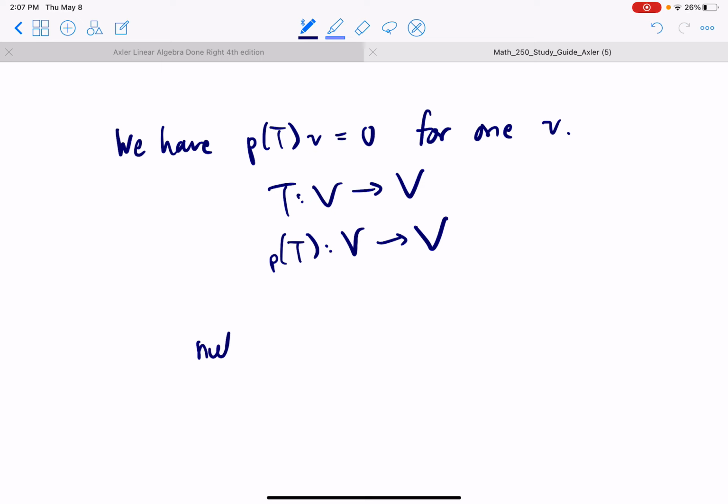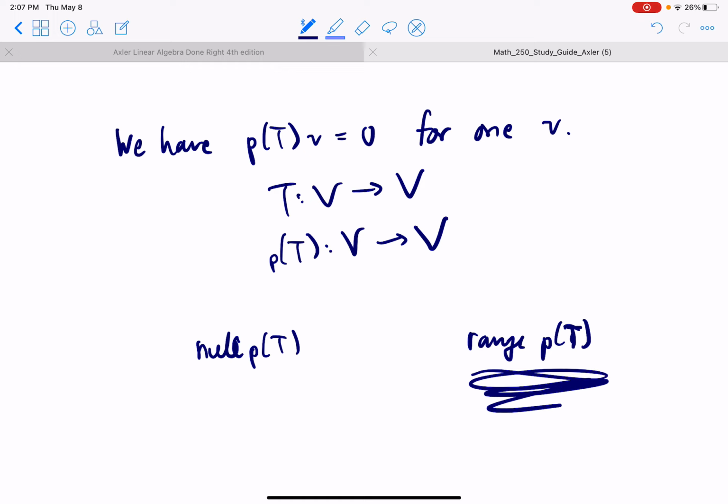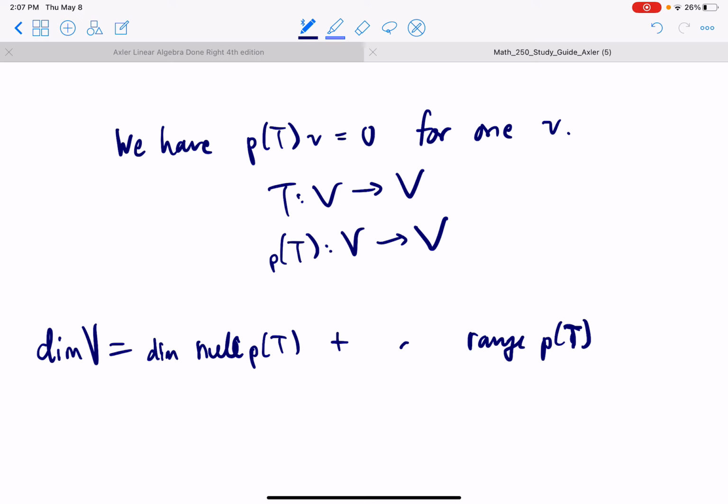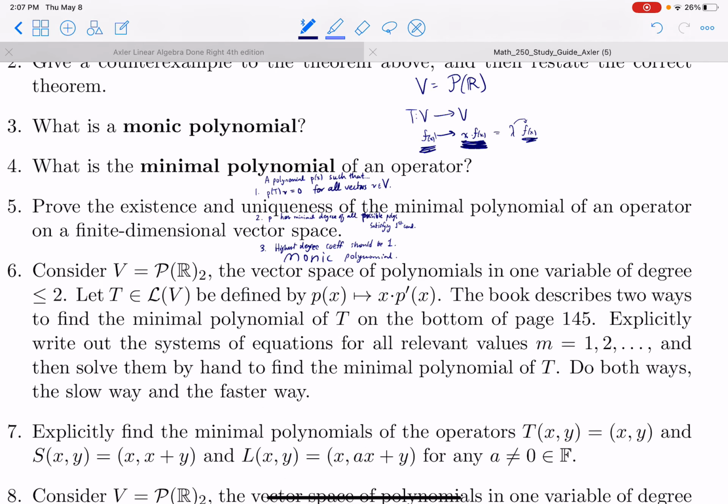And that's an operator, so it has a null space. You can look at the null space of p of T, and you can look at the range of p of T. And it turns out both of these are invariant under T again. Okay, so they're subspaces that we know, and they're invariant under T. And by the fundamental theorem of linear maps, we know that the dimension of the vector space is equal to the dimension of this plus the dimension of this. So what we're going to do is use induction on dimension. We want to show that a minimal polynomial for an operator T exists on a finite dimensional vector space.